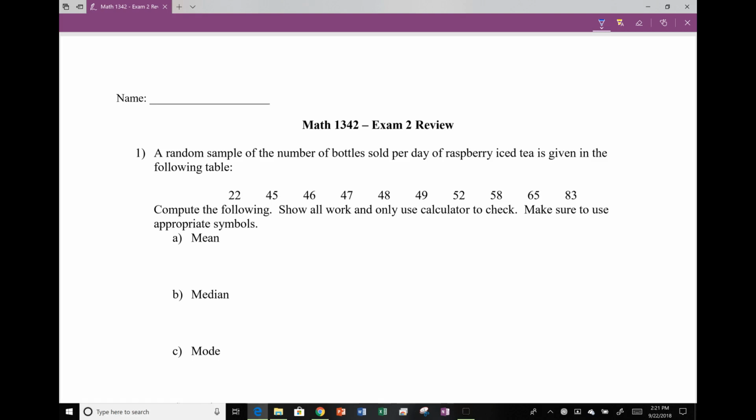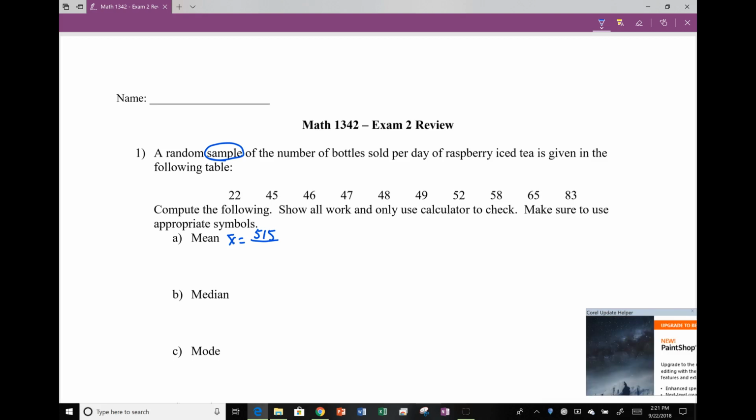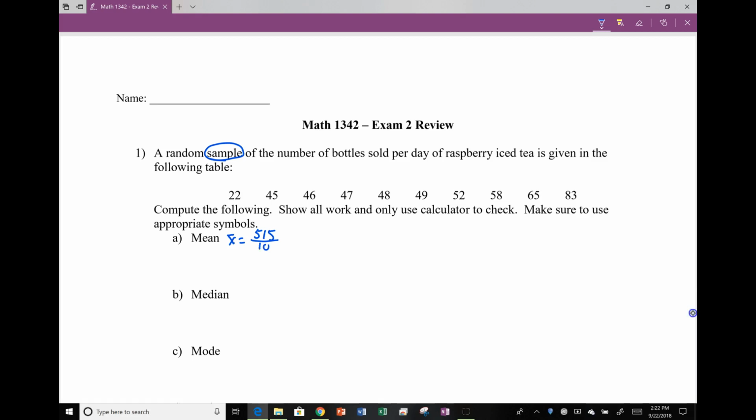Make sure to use the appropriate symbols. So first we want to look for the mean. Now notice that it specifies that this is a sample. Therefore we're going to use an X bar as our mean. For the mean, we want to add up all of our values and then divide by our total. So if we add up all of our values here, we should add up to 515. And if we count 1, 2, 3, 4, 5, 6, 7, 8, 9, 10, we have 10 different values. So this is going to be my denominator. I take 515 divided by 10, and I get 51.5.